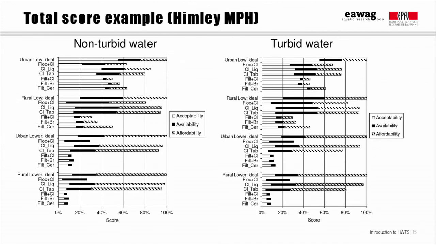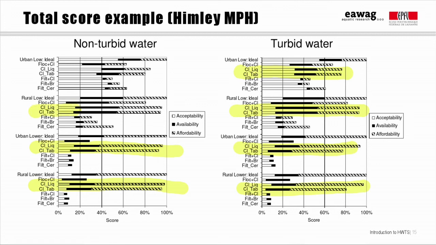Here you see total scores for 2 scenarios. On the right you have turbid water, and on the left non-turbid water. You could have a different optimal choice depending on the turbidity, though it looks like in this case chlorine, either liquid or tablets, ends up being the best option in all of the scenarios.